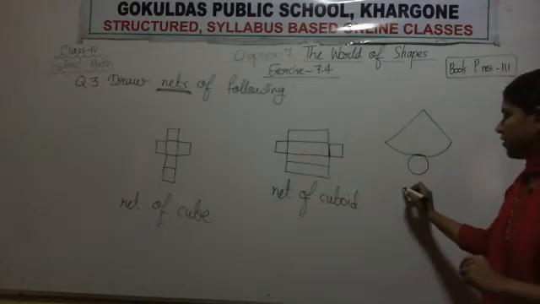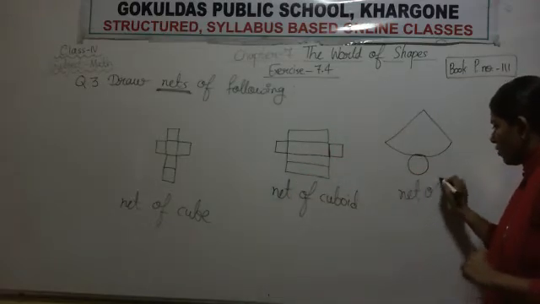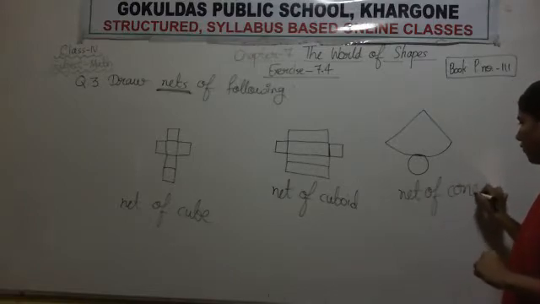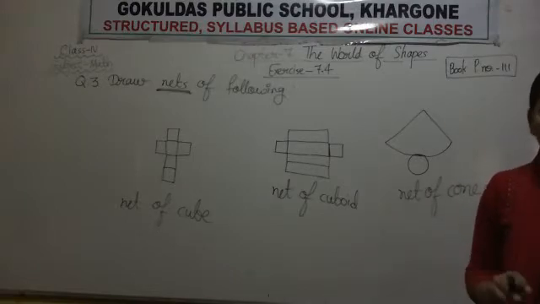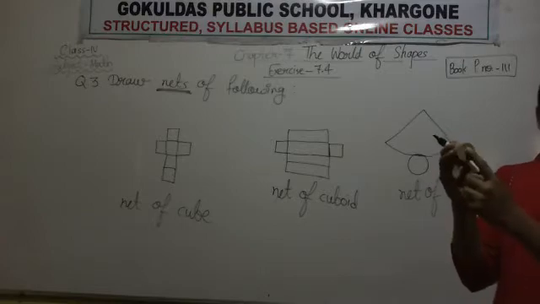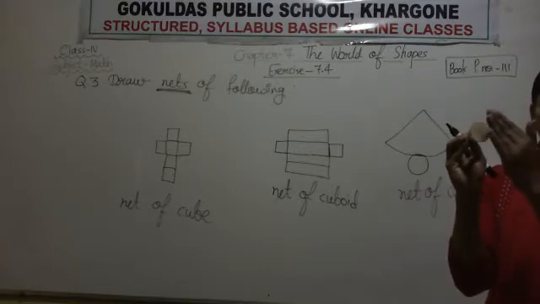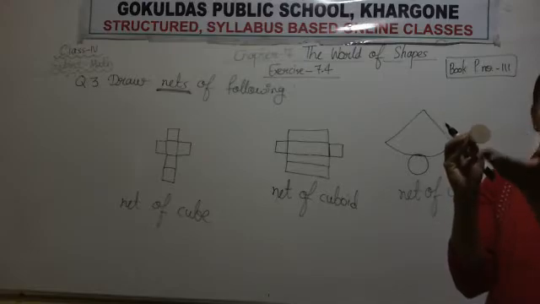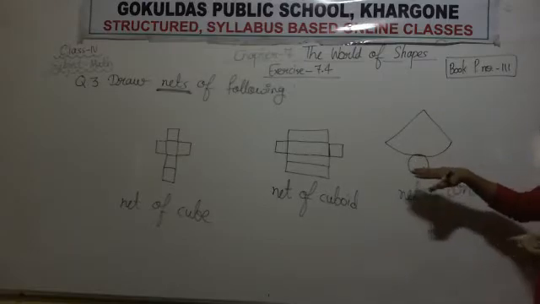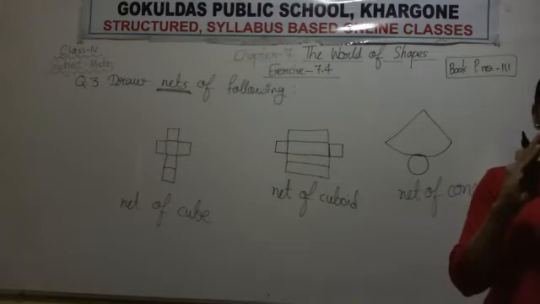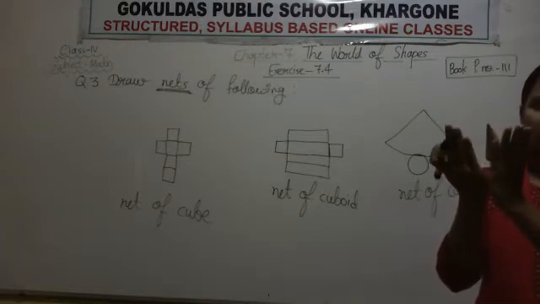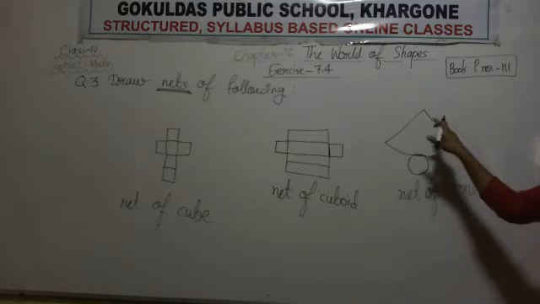is the net of a cone. It is a net of a cone. Why? See, the base of the cone is circular. When I cut down and open this surface, the circle will come out. And when I open this, the shape will be like this. Okay.